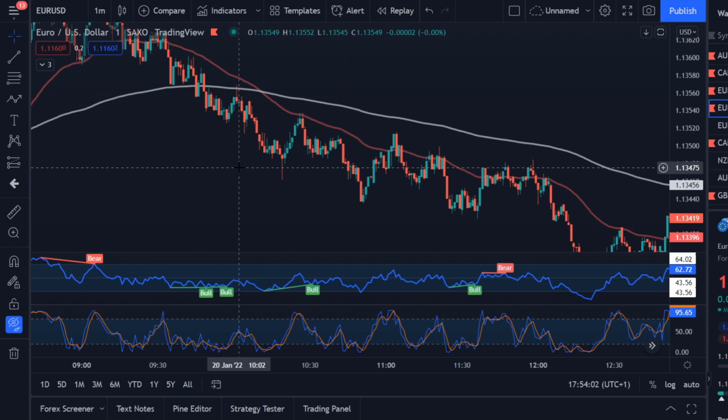Okay, so what indicators do you need? As you can see over here, I have two exponential moving averages. I have an indicator that shows divergence, and I have another indicator that shows the momentum, and it's an oscillator. Let me show you first how to get the indicators.